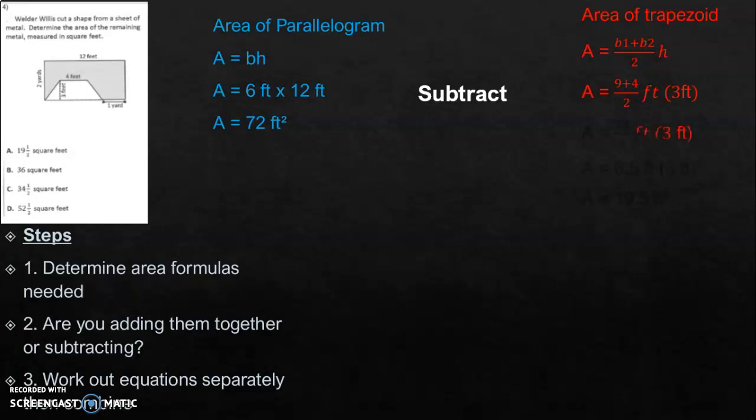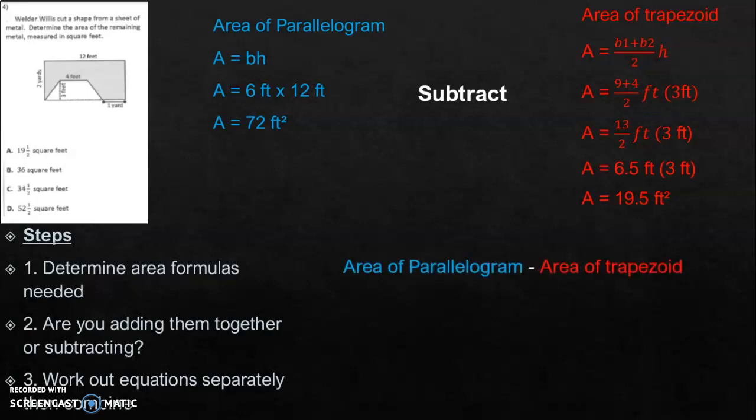9 plus 4 is going to give me 13. Don't forget it's over 2. 13 divided by 2 is going to give me 6.5. And 6.5 times 3 gives me 19.5. Okay. Next part. Now that I've calculated each area separately, now I combine them.